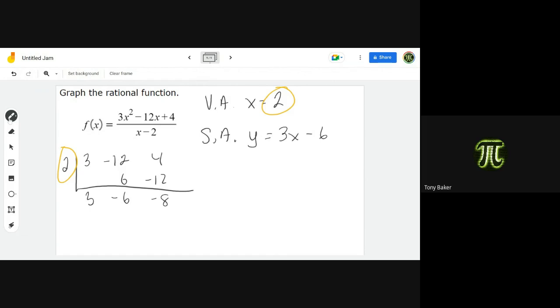8 is the remainder. So you do not use that one. You never use the last number in synthetic division. It's always your remainder value when you're looking at things. Now I've got to come up with 2 points on either side.